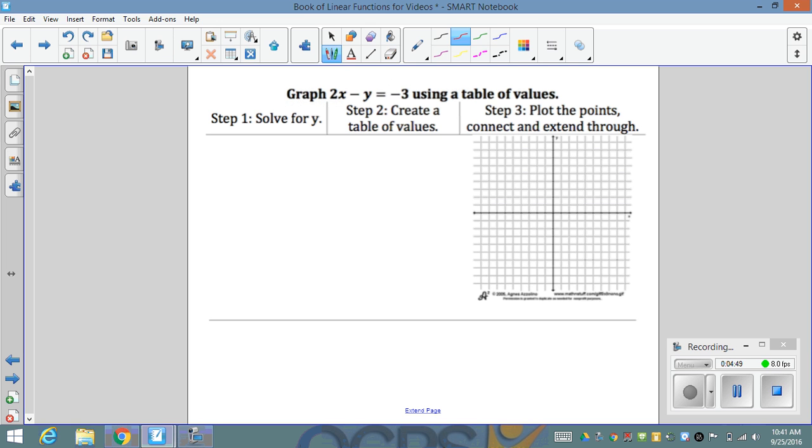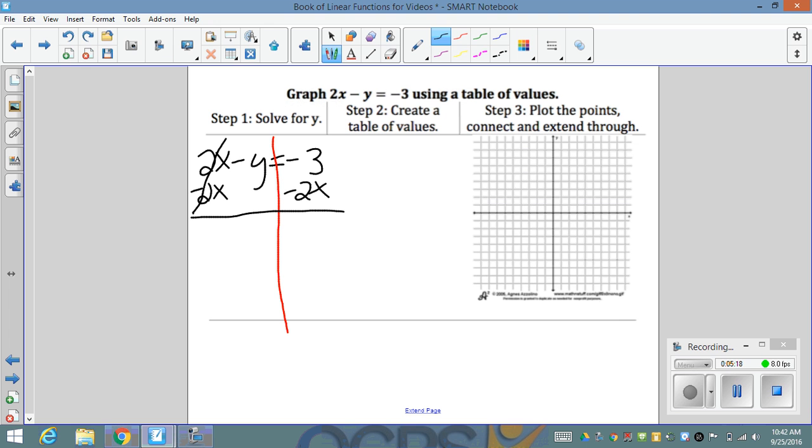Let's start by solving for y. So I have 2x minus y equals -3. When I'm asked to solve for y, I am looking to isolate the y using my inverse operations. So I'm going to start over here with my 2x, and I'm going to subtract 2x from both sides.